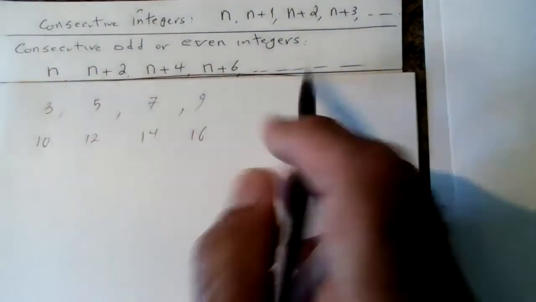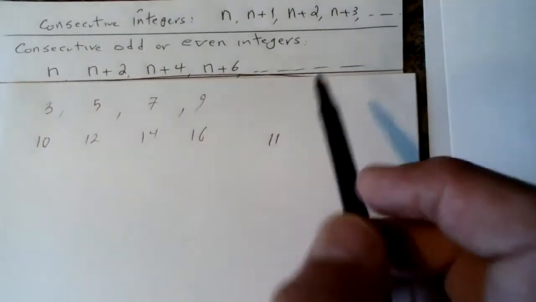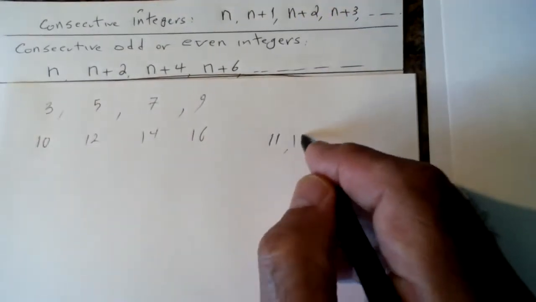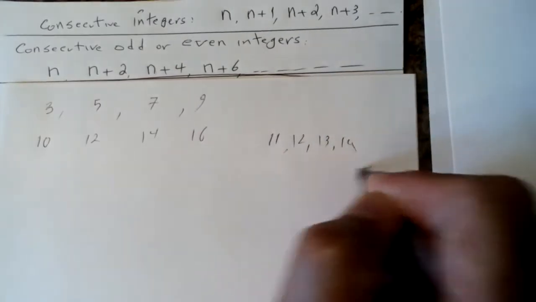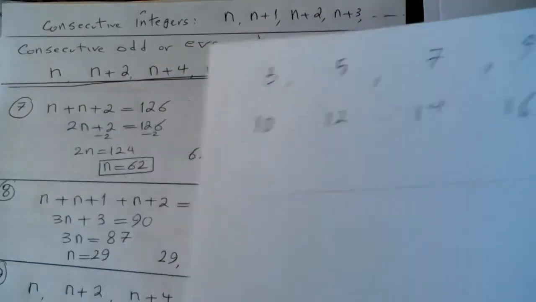Let's say I want to use that one. The first number is 11. What's the next consecutive integer? 12, 13, 14, and so on, okay? So for doing the problems here, we have to follow these two formulas.